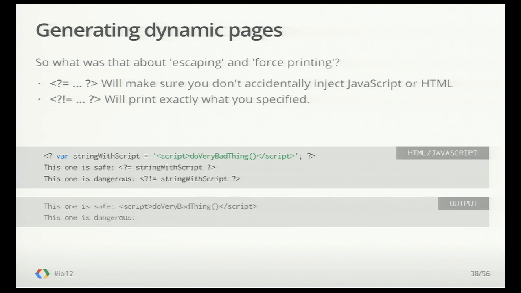If you're inside JavaScript, it will become a JavaScript string. If you're inside HTML attribute, it will be correctly escaped with HTML entities. Wherever you are, it will say, no problem, I will make this appear as text. If you use a force printing scriptlet, you know what you're doing, and it's going to print exactly what you said into the stream. So here's the difference. I have a little template on top. I have a string with a script.